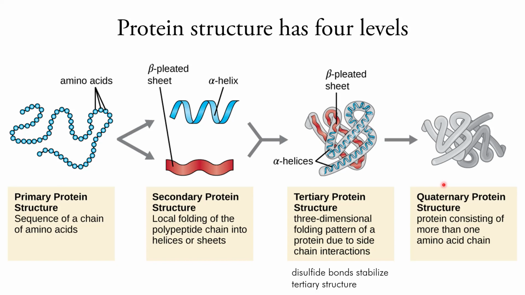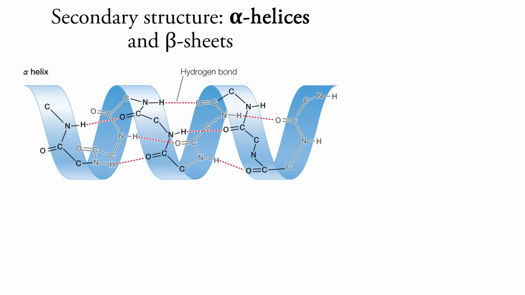And finally, a quaternary protein structure, not every protein has this, just some. How does that protein that we've just folded interact with another protein? It could be the same protein, it could be a different protein, right? But that's your quaternary protein structure. So a little bit here about alpha helices and beta sheets.